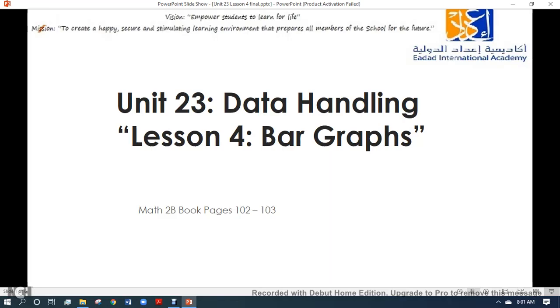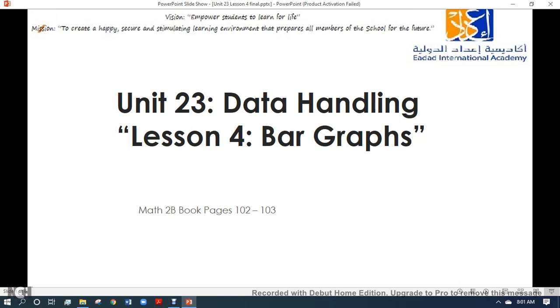We are already on the fourth day, and that means we are already on lesson 4, which is bar graphs, right? So that is all on page 102 and 103 in your books. As you listen along, you can open your books and try to answer those pages with me.